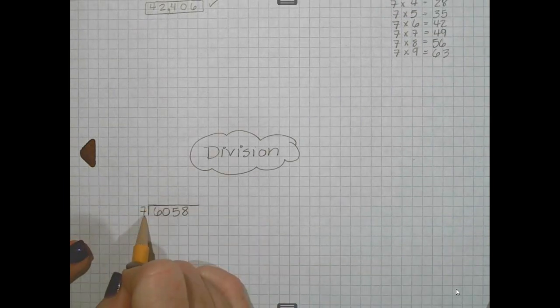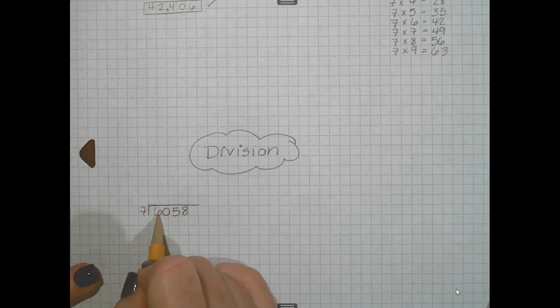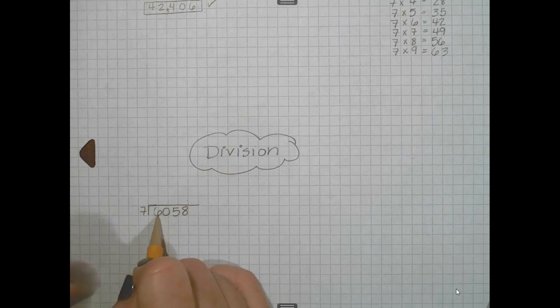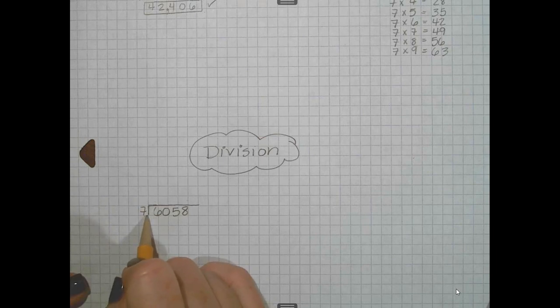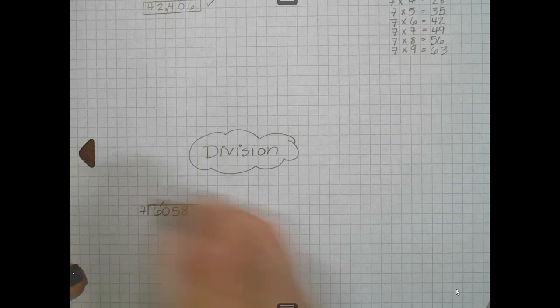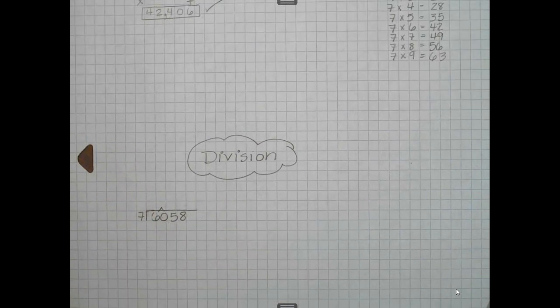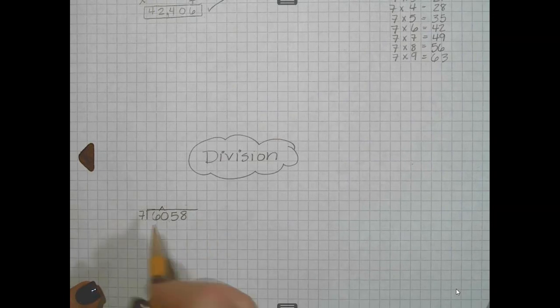So 7 does not divide into 6, all right? And this is really 6,000. We can't make any groups of 6 with 7. So we're going to divide into 60. I like to put a little caret marker there so that whoever's looking at my work knows that I'm starting with 7 goes into 60. Well, it won't go 9 times because I would need 63 to make 9 groups of 7. So it's going to be 8.